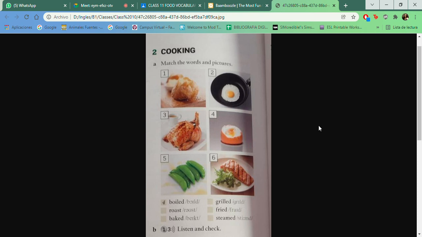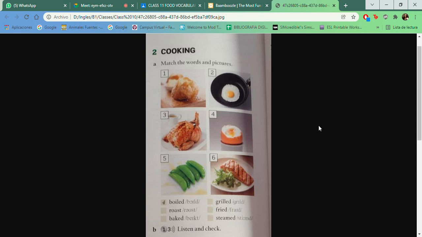Number 6 is grilled meat. Very good. Grilled salmon, I think that is a salmon. I honestly don't know. Very good. Perfect. And number 1 is a potato. When you put it in the oven, you bake, right? Remember, you bake. So it's a baked potato. Excellent. Number 2, fried egg. Fried egg, very good, excellent.